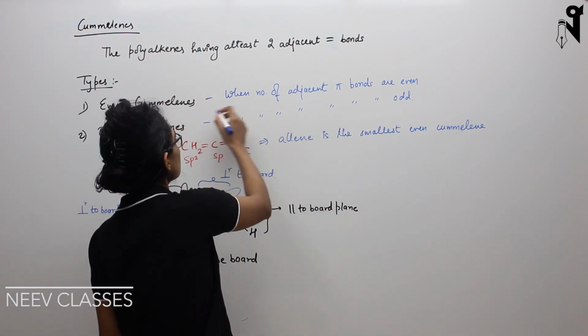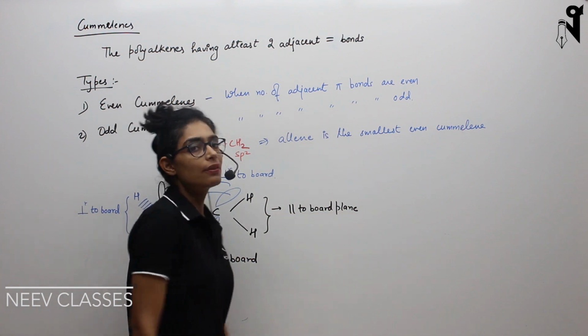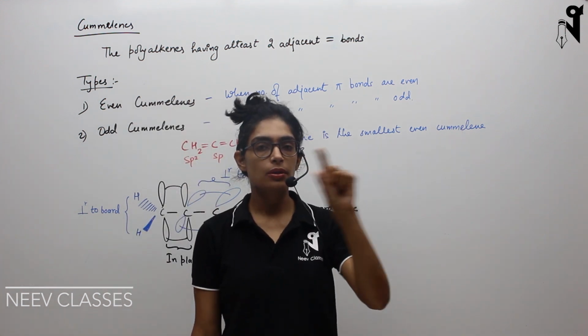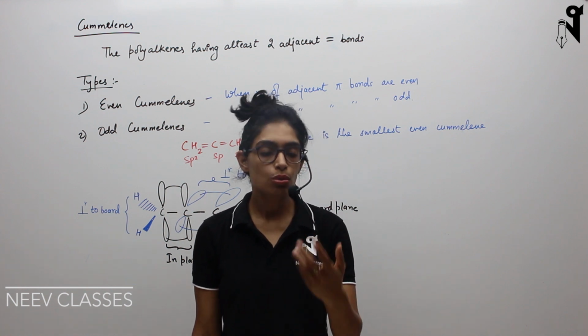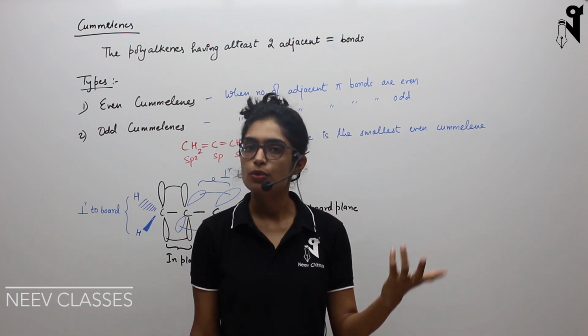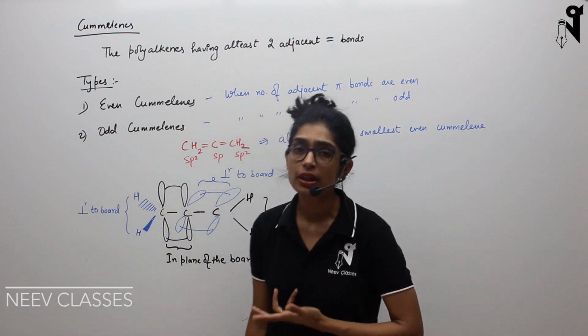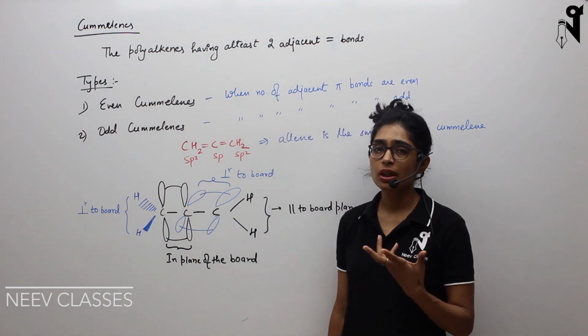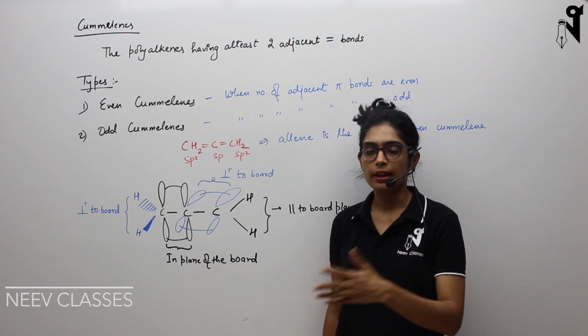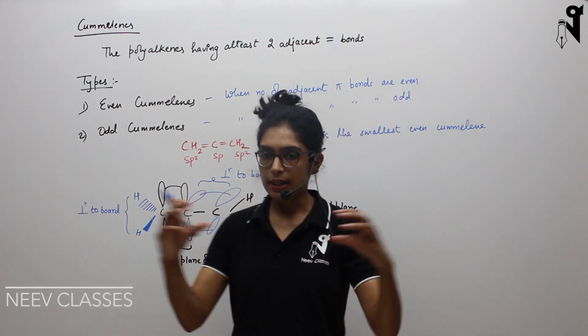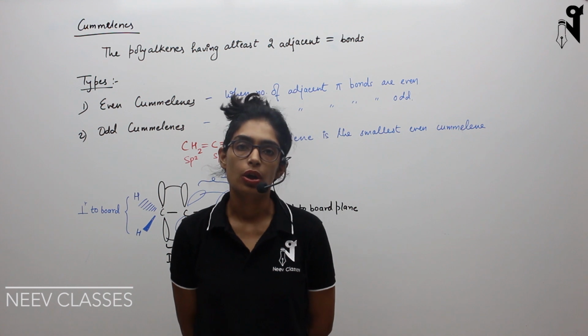So what are even cumulenes? When the number of adjacent pi bonds is even. Basically, if I have 2 double bonds in adjacent positions, or a multiple of 2, then it is called an even cumulene. If we have 3 or an odd number, 1, 3, 5, 7, like that, of consecutive pi bonds, then these are called odd cumulenes.